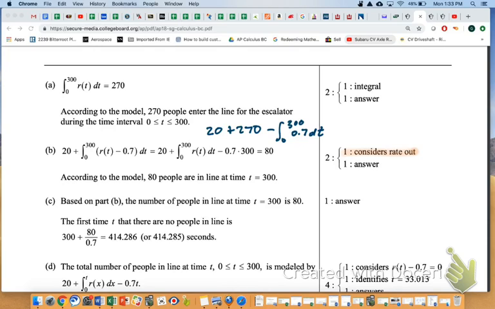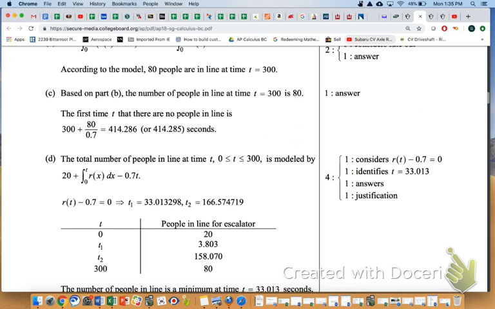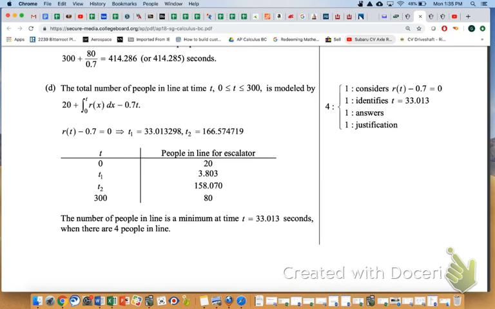All right, let me scroll so you can see D. Here it is. Wanted to know the minimum number of people. Gave that lovely interval. So you need to set the net rate equal to 0. Find that critical point, apparently 33.013. No, on C. I did mine on 166, whatever. Seconds.